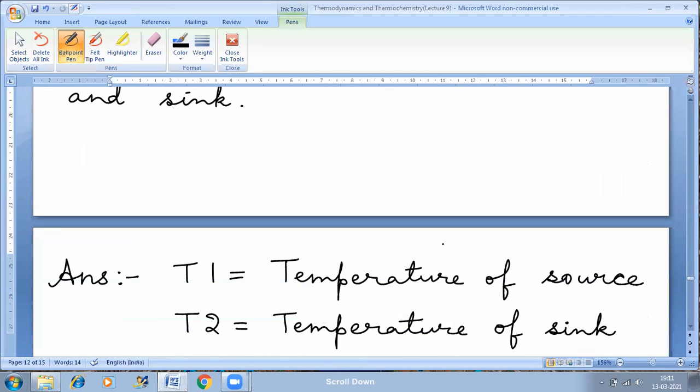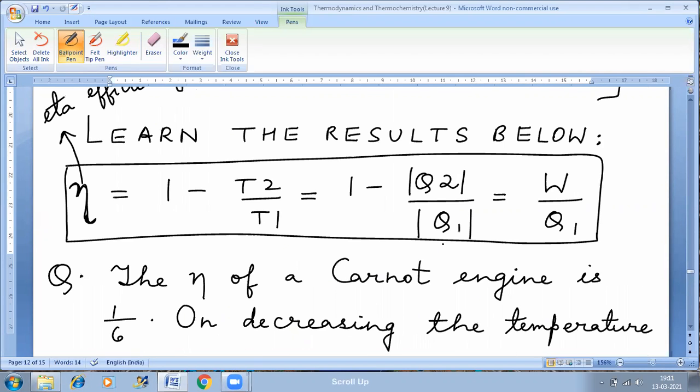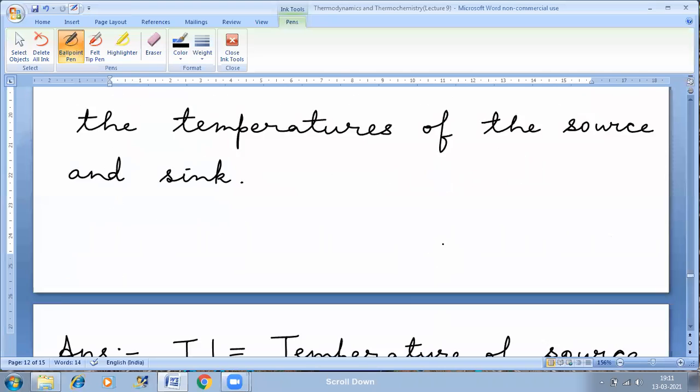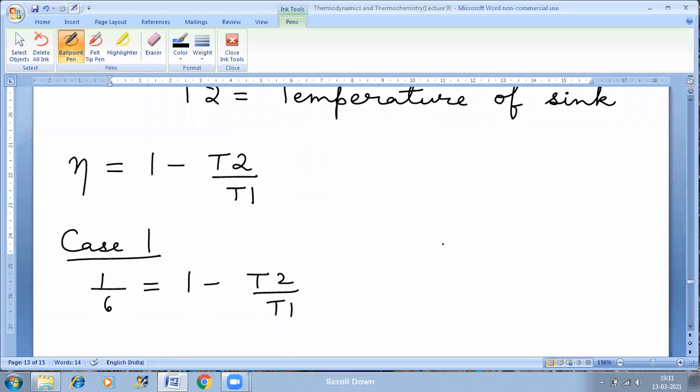So let's say that T1 is the initial temperature of source and T2 is the temperature of sink. So this is for case 1. In case 1, the efficiency of Carnot engine is 1 upon 6. Formula for efficiency is 1 minus T2 upon T1. So I'll use that formula. And this is what I can say: 1 upon 6 is equal to 1 minus T2 upon T1. This is case 1, when the efficiency of the engine is 1 by 6.